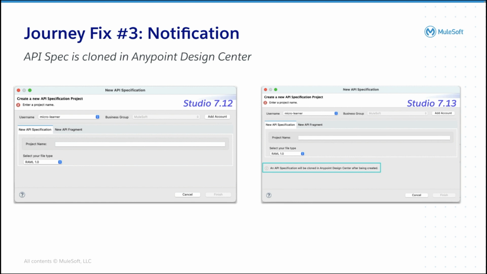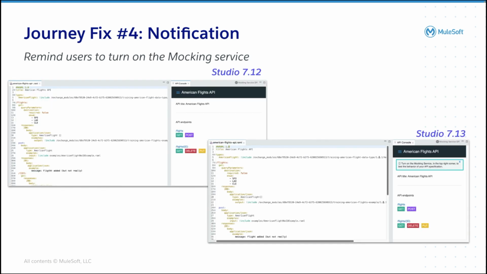Journey fix number 3. The first of 2 notifications. When creating a new API specification project, Studio notifies you that the spec is cloned. In other words, the API specification is now available in Design Center as well. And lastly, journey fix number 4. This is another notification. When testing an API, Studio warns you to turn on the mocking service.